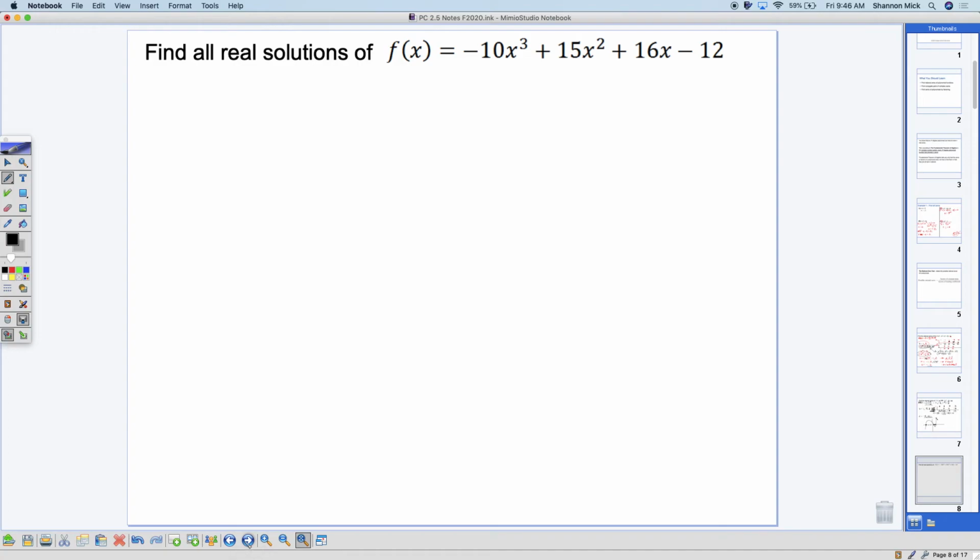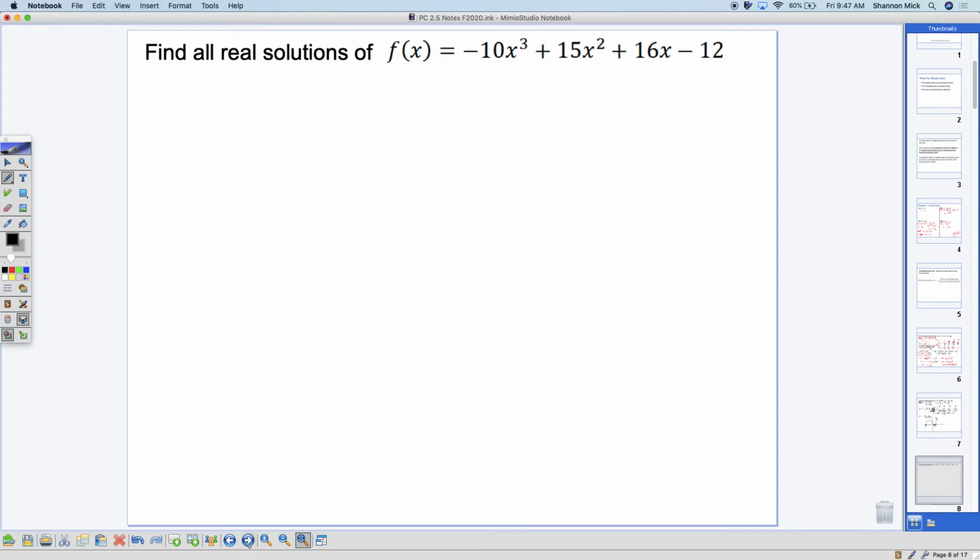Okay, I have negative 10x squared plus 15x squared plus 16x minus 12. It says find all real solutions. Well, you tell me what to do. I'm just writing. So you find the factors of 12. No, wait, we need to do the PZRZ. Yeah, that's what they're talking about. But what do I need to check first? Make sure it's in order. It's in order and there's no gap.